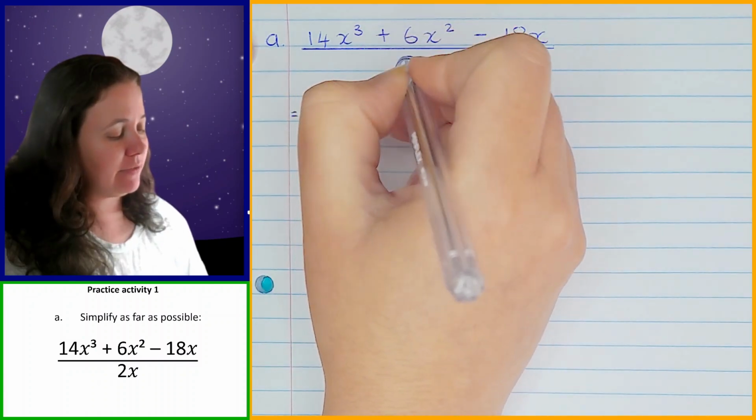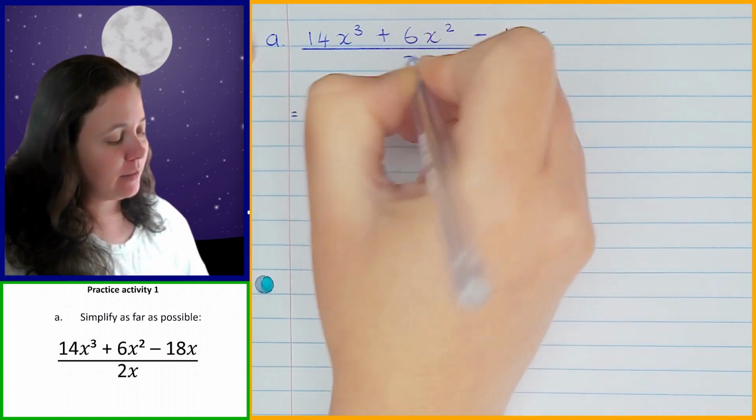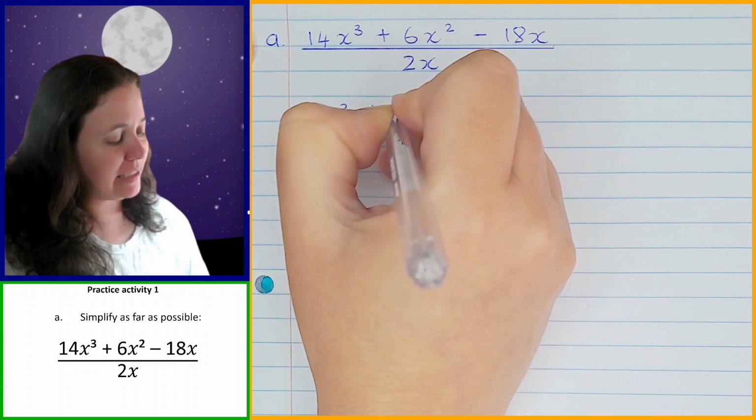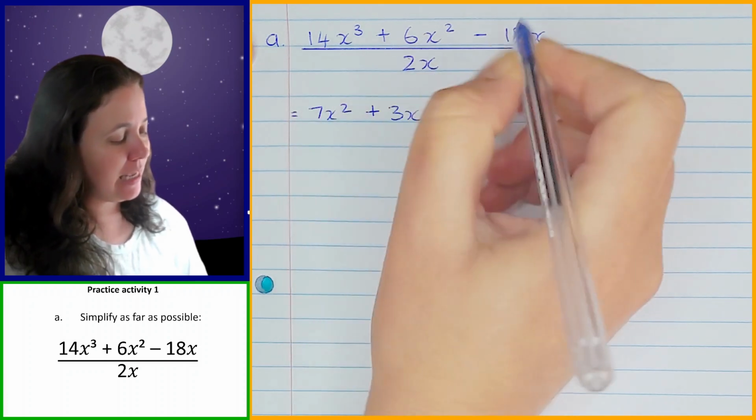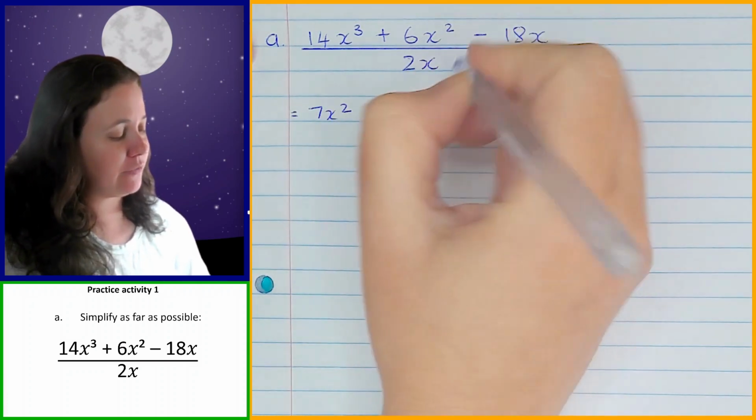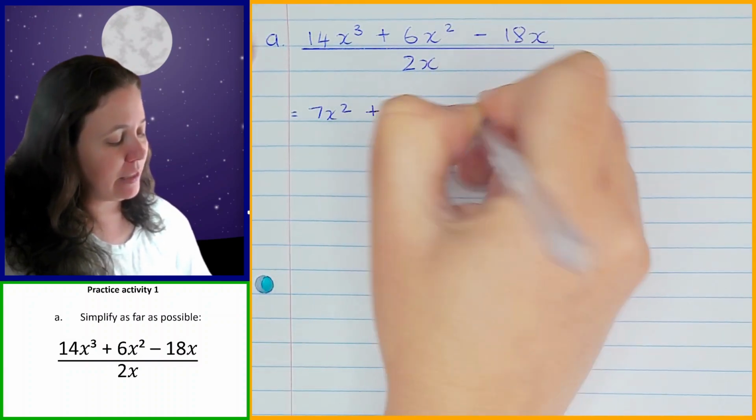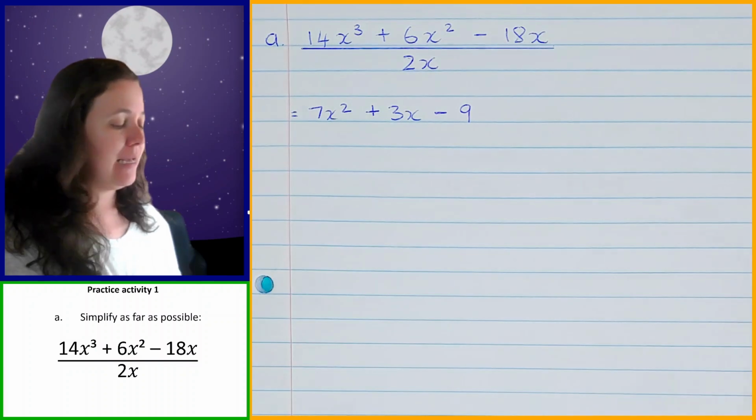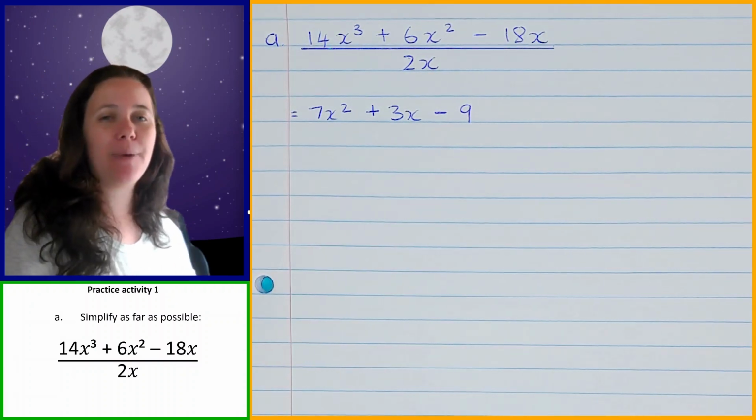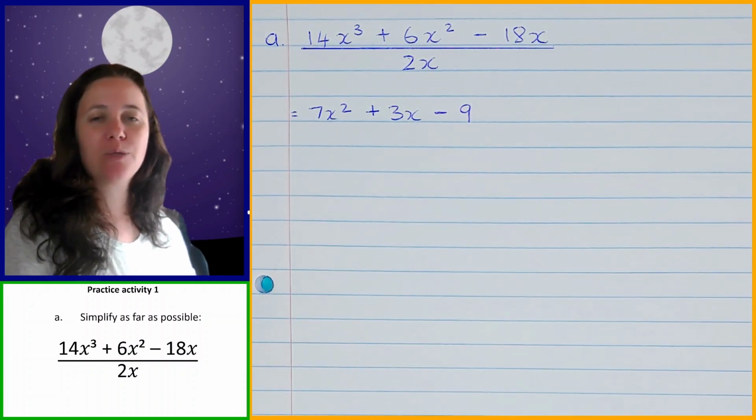Then it's a positive divided by a positive, so it's plus. 6x squared divided by 2x is 3x. And then a negative divided by positive is minus. 18x divided by 2x gives me 9. So that's what you should have got for question A. 7x squared plus 3x minus 9. Okay, let's go on to the next one.